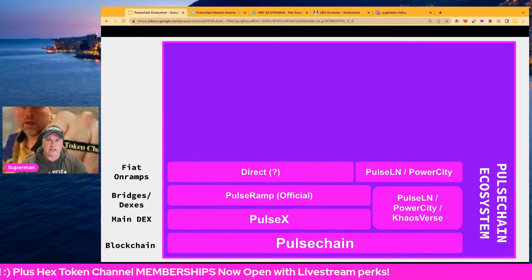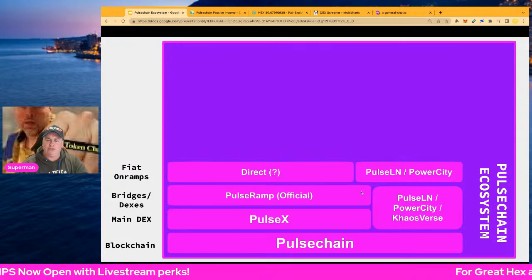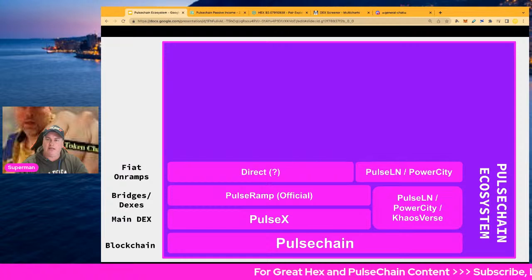So places like Bitfinex and exchanges like that will be able to do it. You'll be able to go from fiat straight onto the Pulsechain network. So it's going to be really, really cool. Cash App and other stuff. So it's really, really powerful.